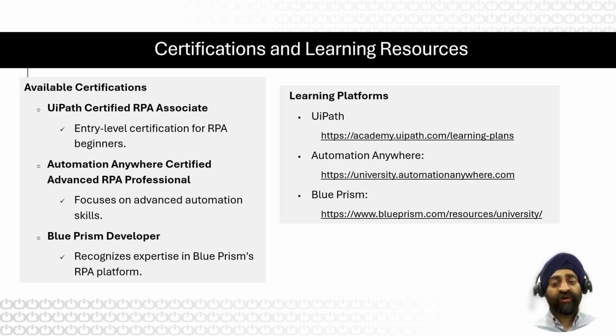In some of the organizations, some of the companies, they may have UiPath as a platform. They may have taken the license for UiPath. In some, it would be Automation Anywhere. In others, it could be Blue Prism or Power Automate from Microsoft.